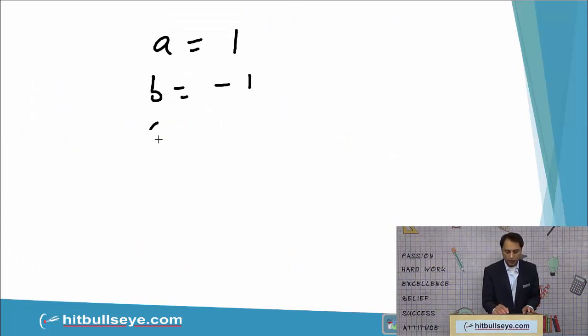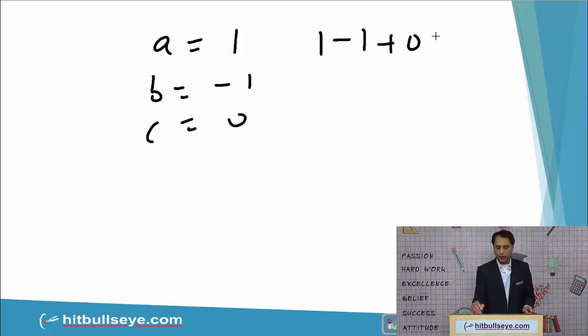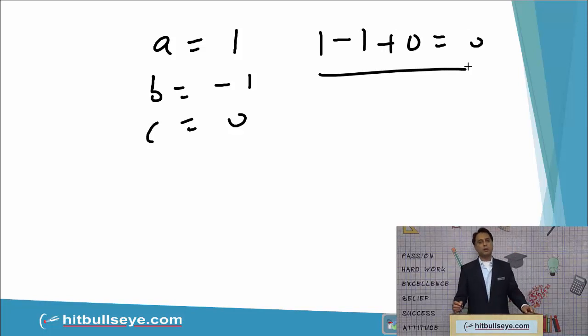For example, we can take A as 1, B as -1, and C as 0, because this satisfies the equation A plus B plus C is 0. There is no other condition imposed on the three variables. The minute you do it, you just plug in the values and you figure out what is the answer, right?